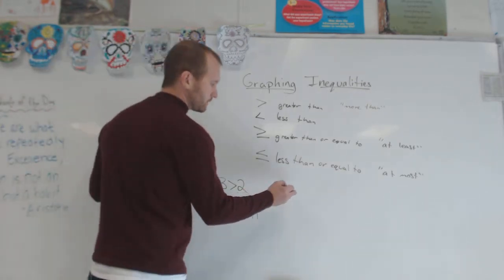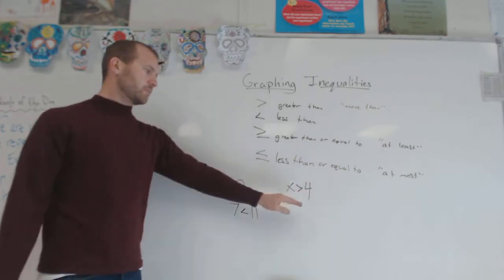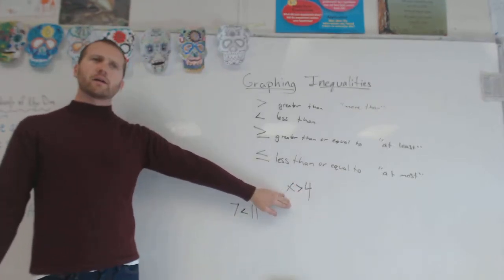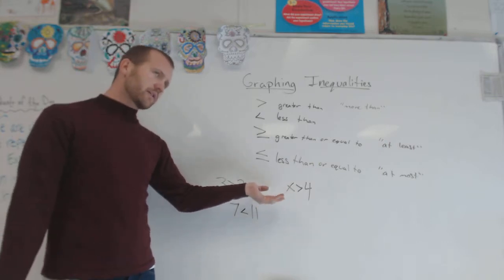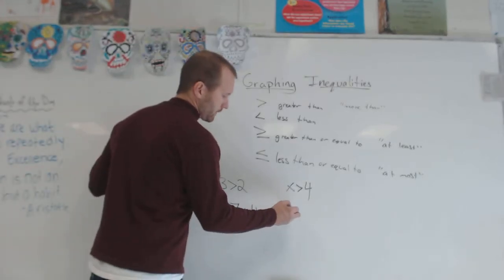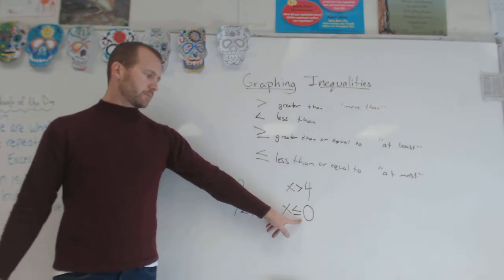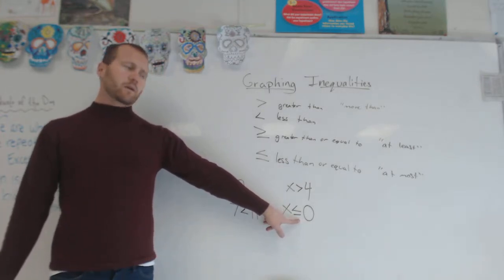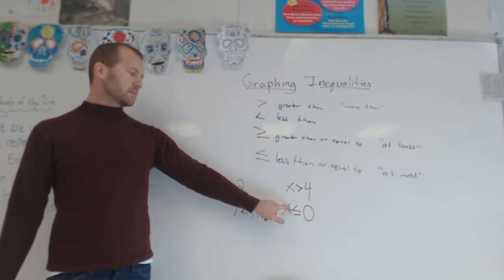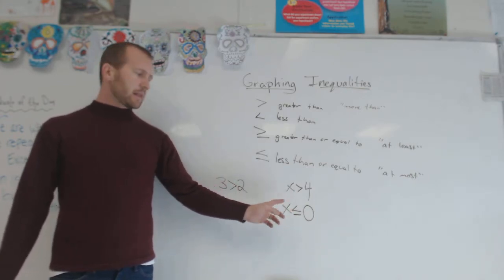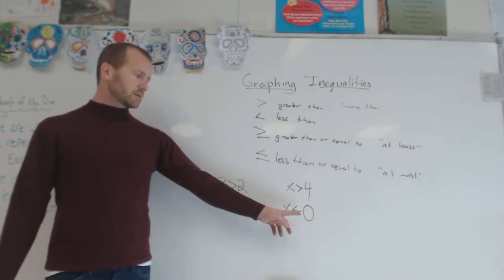How would you read this one? How would you read that? X is greater than 4. How would you read this one? X? Is this a greater than symbol or a less than symbol? Or equal to. Less than or equal to? X is less than or equal to 0.